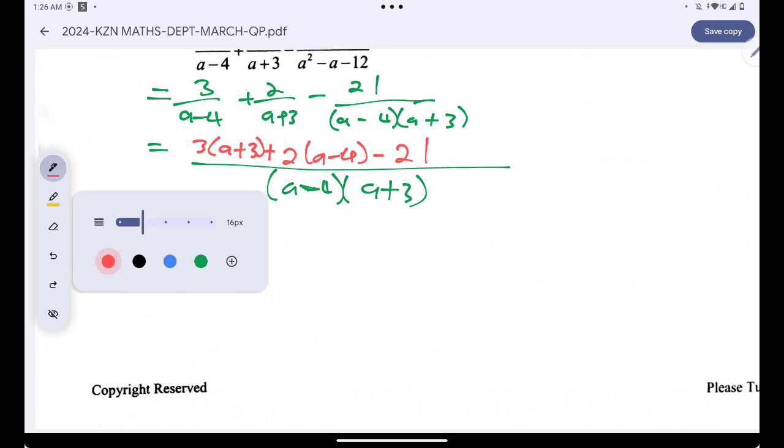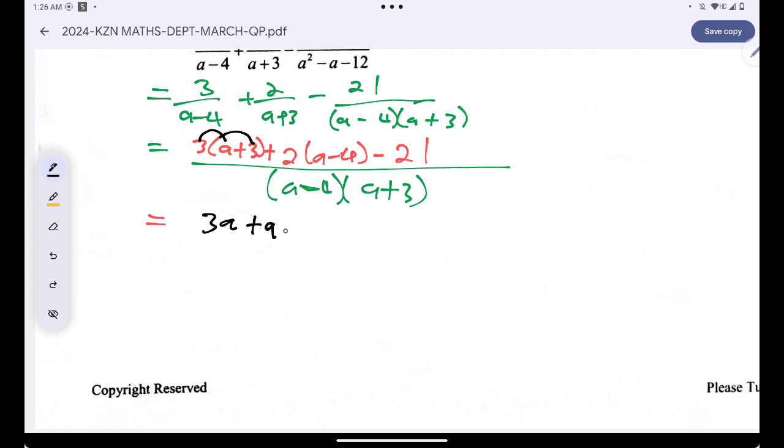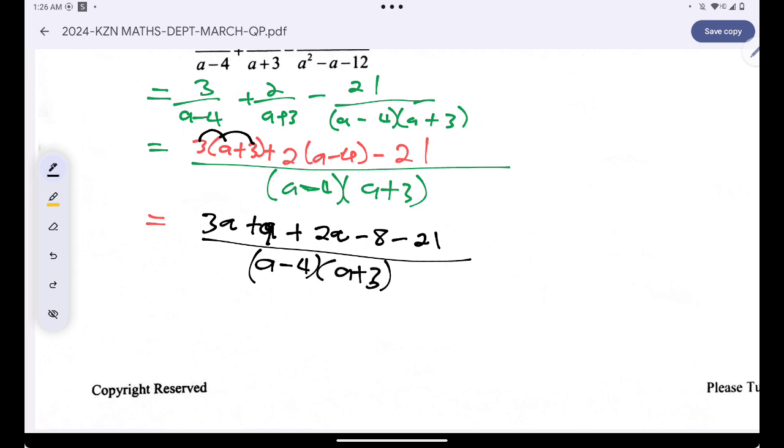So now I will be left with these two, which will multiply. I must remove brackets now at the top. I will have 3a plus 9 plus 2a minus 8 minus 21, all over a minus 4 times a plus 3.